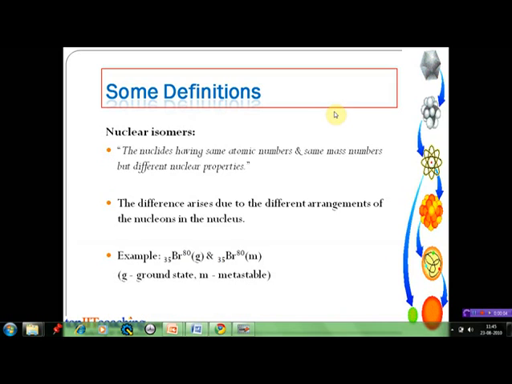Nuclear isomers. Those nuclides which have the same atomic number and same mass numbers but differ in their nuclear properties are known as nuclear isomers. This difference in nuclear properties is due to the difference in the arrangements of the nucleons in the nucleus. For example, bromine 80 has 2 nuclear isomers which are denoted as bromine 80G and bromine 80M, where G stands for ground state and M stands for metastable state. Ground state is the lower energy nuclear isomer, whereas bromine metastable is the higher energy nuclear isomer.